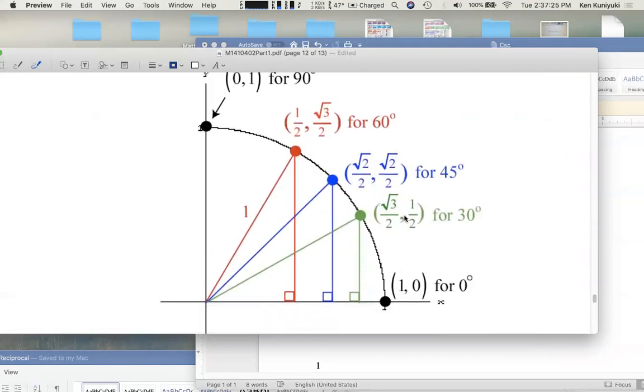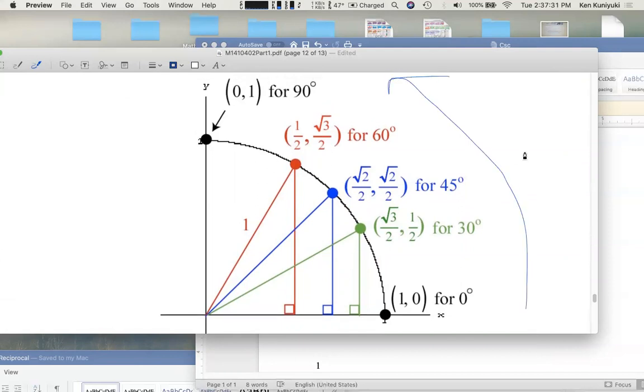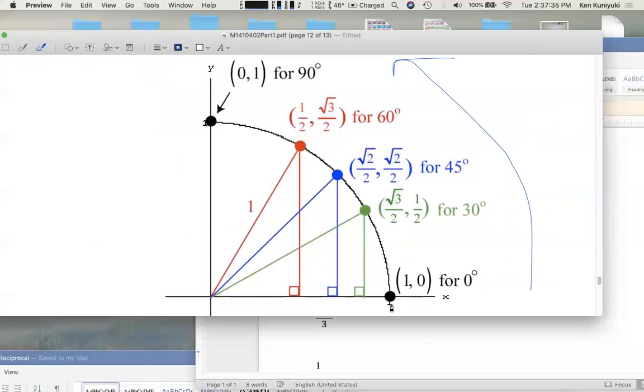The big picture, if you consider all the special angles from 0 degrees to 90 degrees, looking counterclockwise as usual. All right, at this point, for 0 degrees, the corresponding intersection point is 1 comma 0. Remember, the cosine of 0 degrees is 1. The sine of 0 degrees is 0. Cosine is x, sine is y.